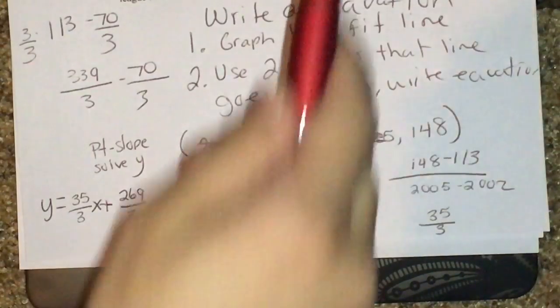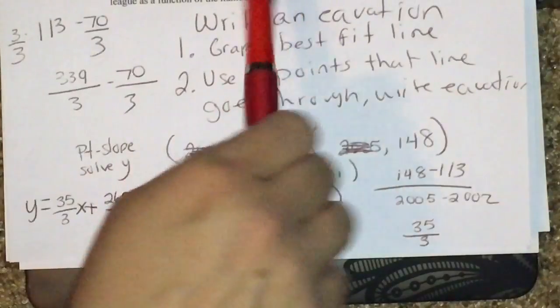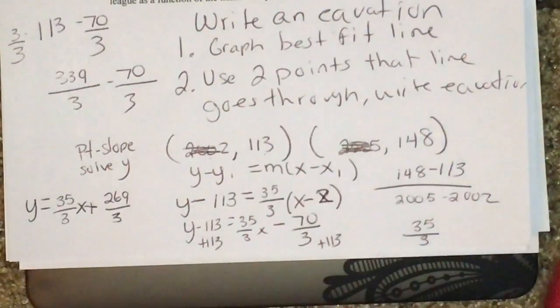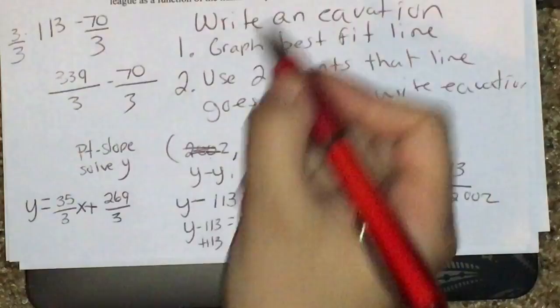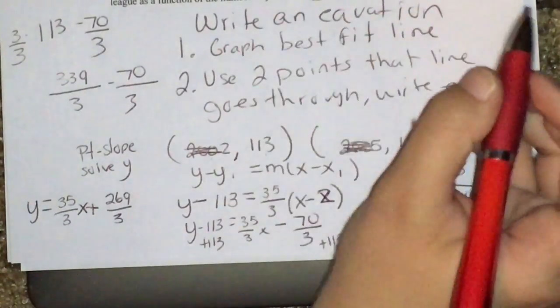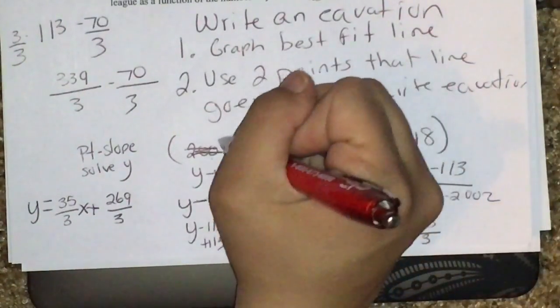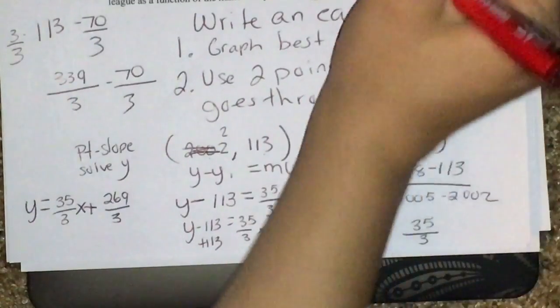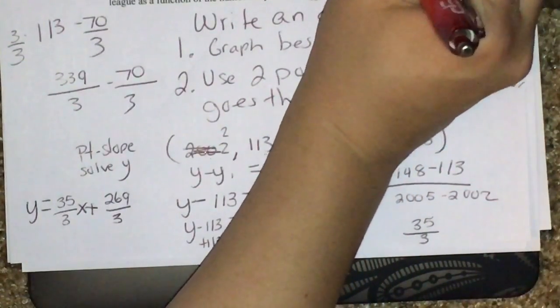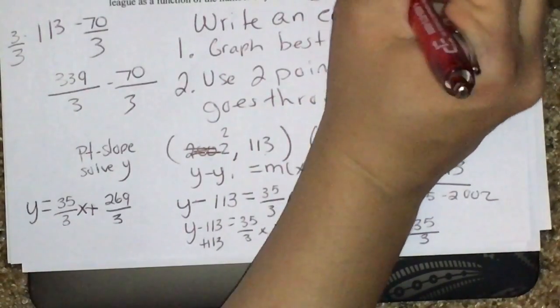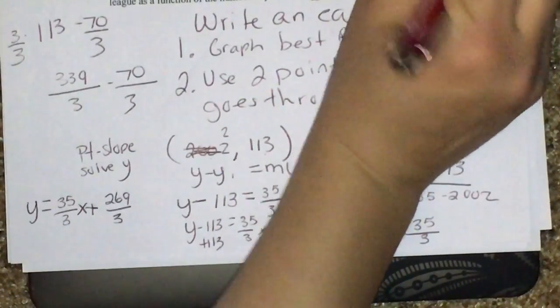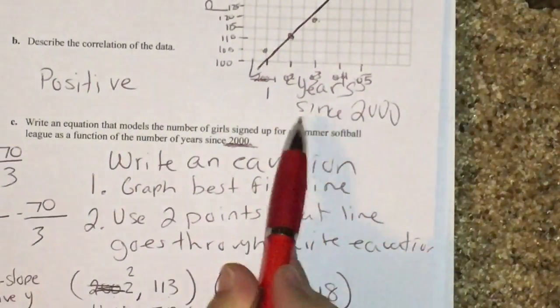So step 1, graph your data. Step 2, do your line of best fit. Step 3, use the 2 points that the line goes through to write the equation, which you guys have done plenty of times now at this point. If it says the number of years since 2000, then you are only going to include the 2 and the 5, or in this case, this could all be changed to 1, 2, 3, 4, 5, because it's the years since 2000.